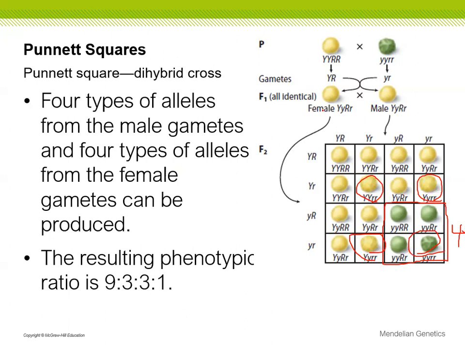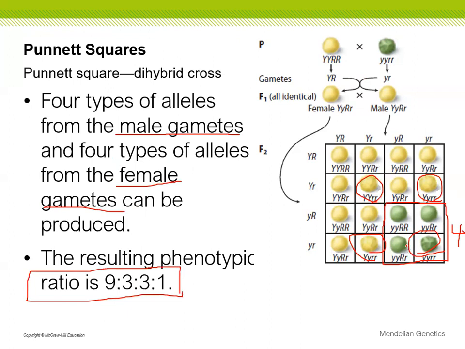So 4 different types of alleles from the male's gametes, and 4 types come from the female gametes. So it's the same thing. I've just added on an extra gamete. And what I get is a new ratio here of 9 to 3 to 3 to 1.